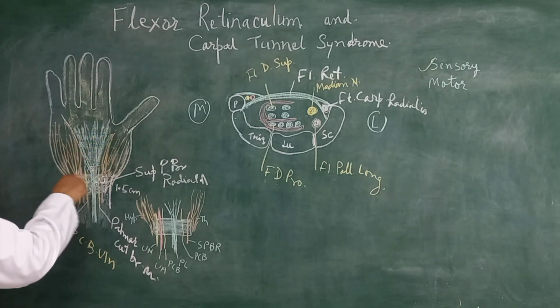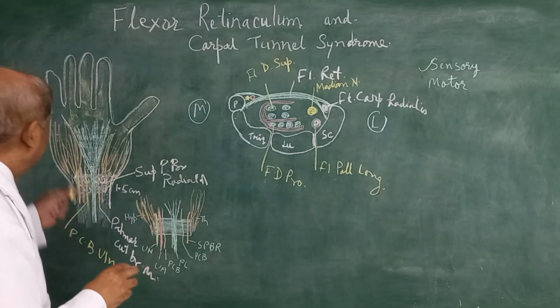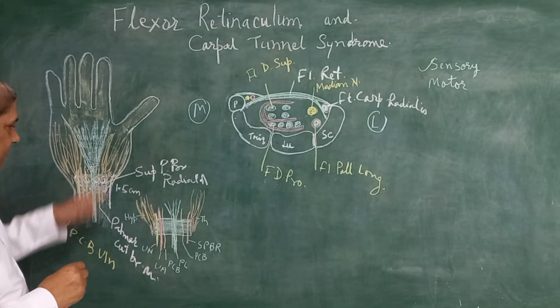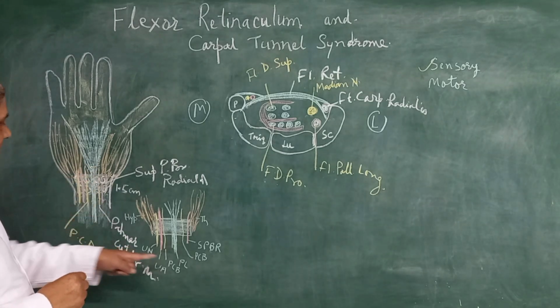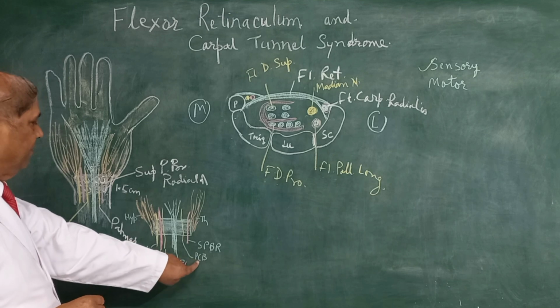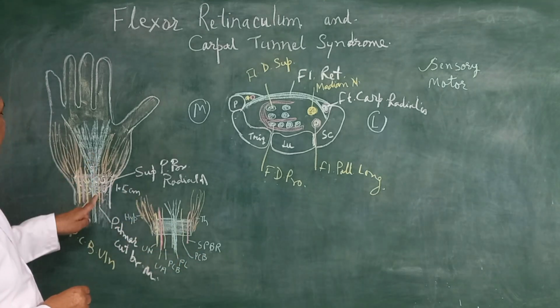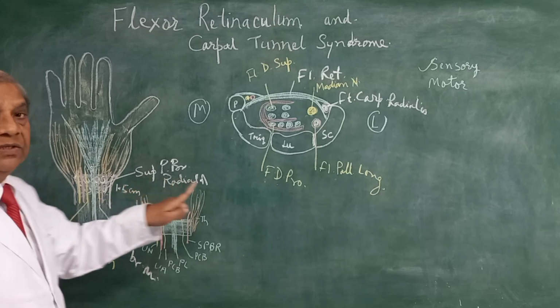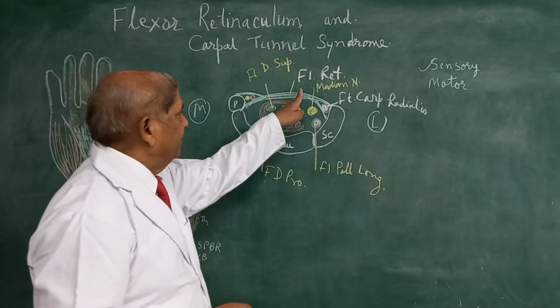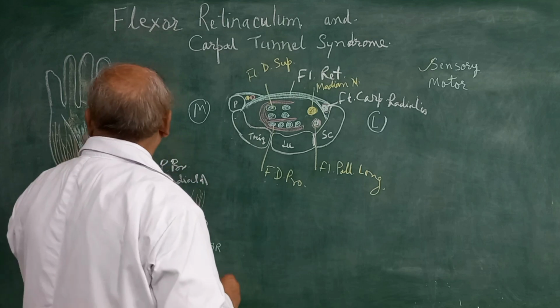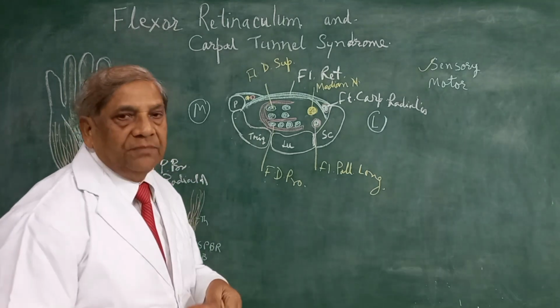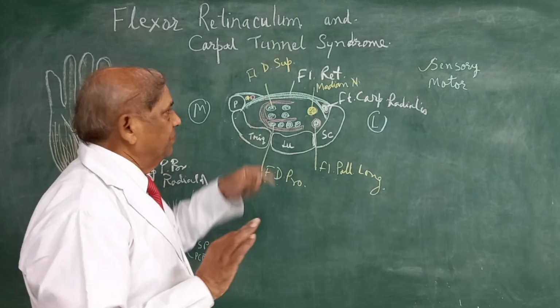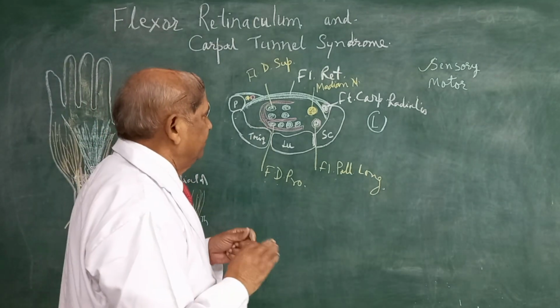But the middle part of the palm will not be affected, because it is supplied by the palmar cutaneous branch of the median nerve, which is not passing through the flexor retinaculum, but passes superficial to the flexor retinaculum. That's why the skin of the middle part of the palm, the sensation, will be preserved.